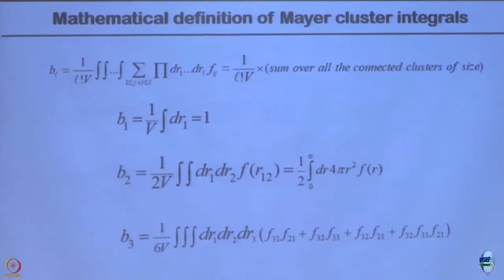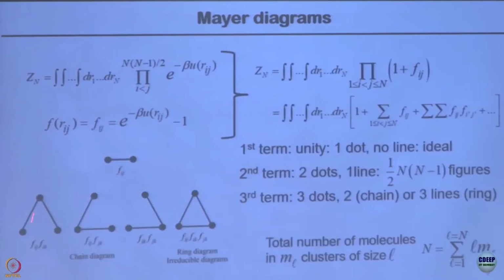I can go on writing like that. So, these are the Mayer cluster integrals. They are called reducible cluster integrals because these can be further reduced into this part and this part. This is called irreducible, we will deal with that, and this is reducible. But this can be explained in terms of this one.